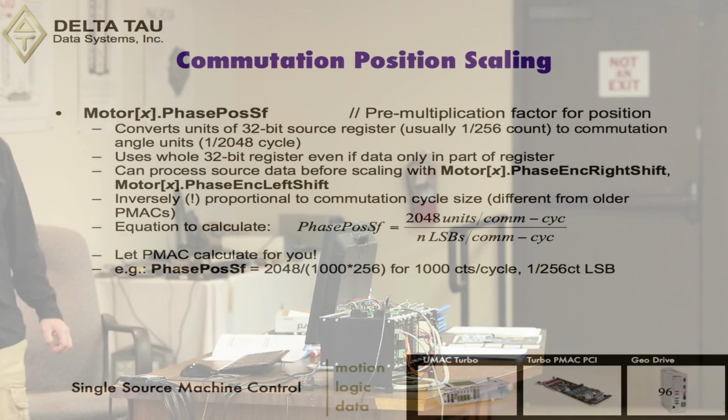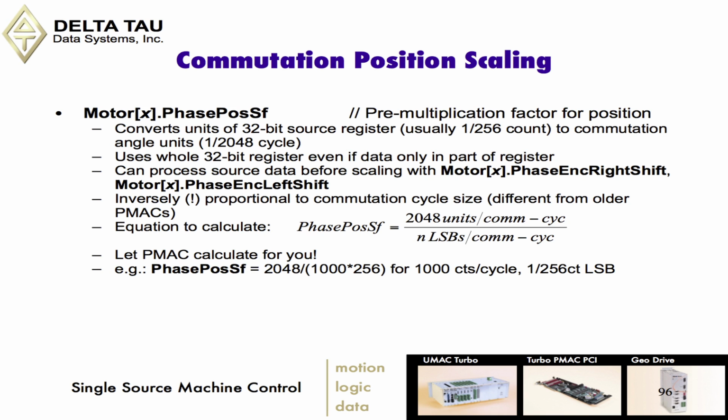Motor[x].PhasePosScale. This is the pre-multiplication factor for that position value. So for a typical quadrature encoder, it's 1 over 256 of a count. It always uses the whole 32-bit register, even if the data is only left justified so many lesser counts of the 32 bits.